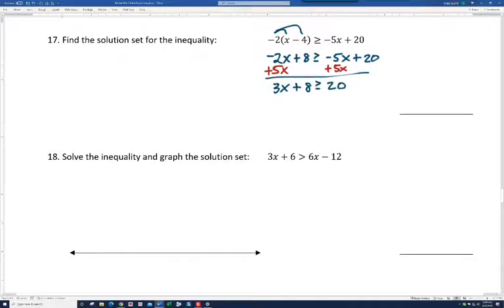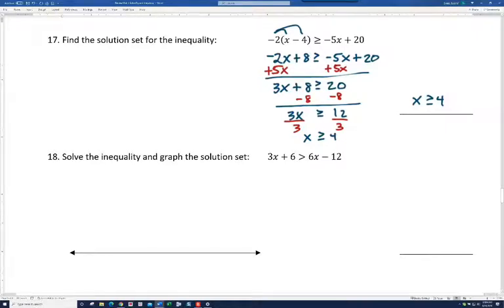So we've got 2 more steps to go here to get x by itself. We're going to want to subtract 8 on both sides. We get 3x is greater or equal to 12. And then we'll want to divide by 3. 3 times x, the opposite of multiplying by 3, we divide. And so we're going to get 1x, or x, is greater or equal to 4. And so that's our solution. Notice our symbol never reversed, and the reason why is we never divided by a negative, or multiplied both sides by a negative.